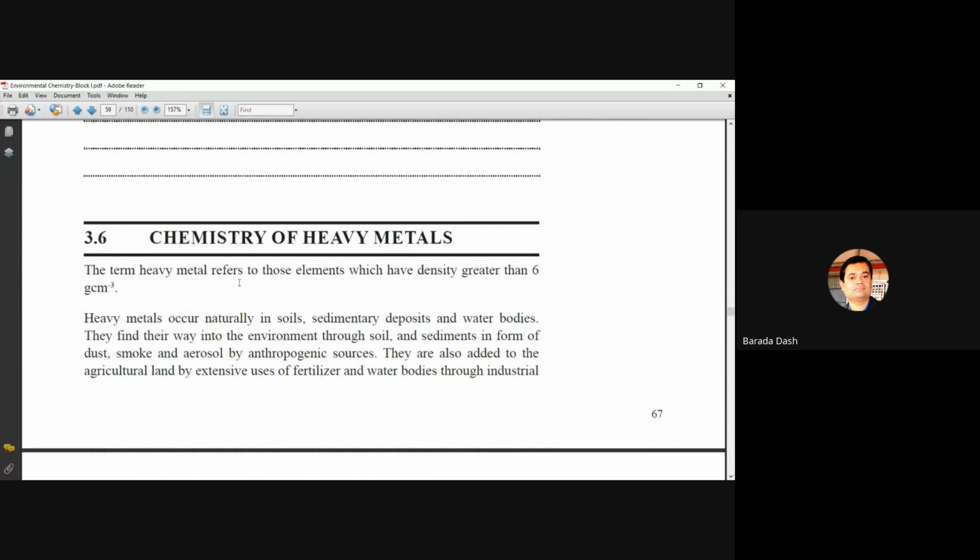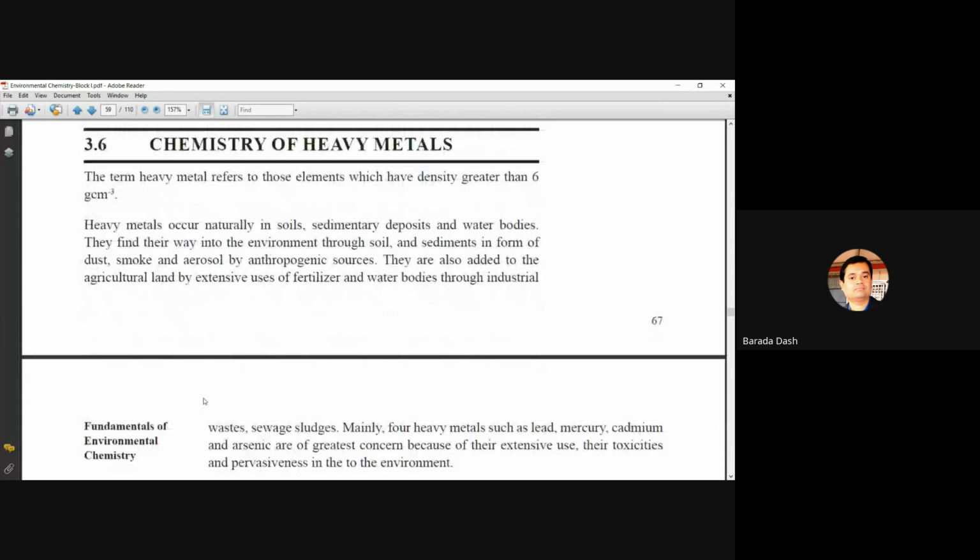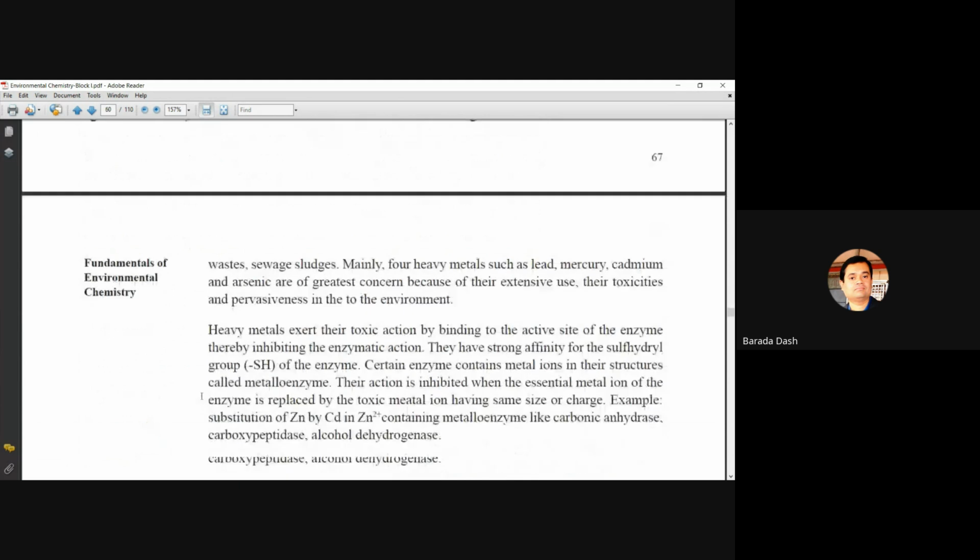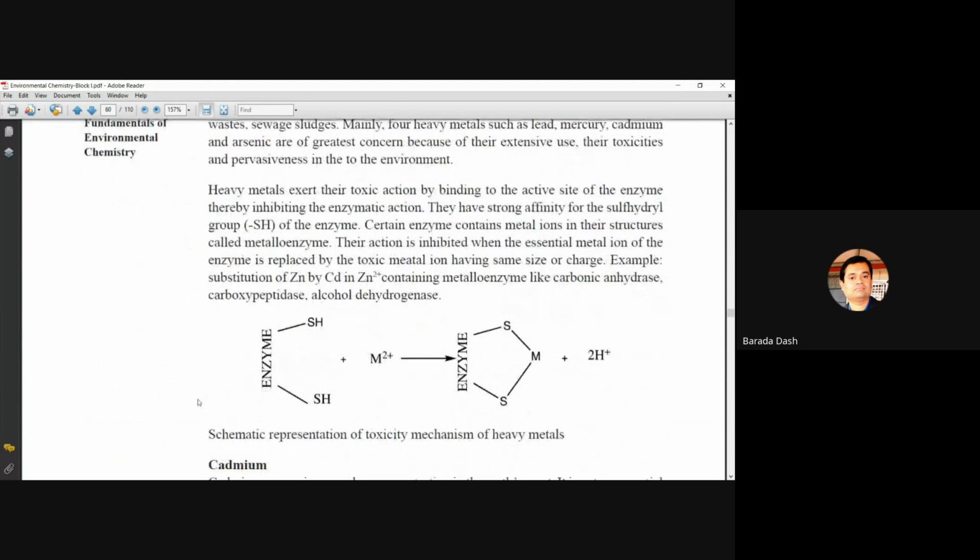The term heavy metal refers to those elements which have density greater than 6 gram per cubic centimeter. They are heavy metals because their density is higher than 6 gram per cubic centimeter. Heavy metals occur in natural soils, sediments, deposits, and other water bodies. Because of their high density, they are called heavy metals.